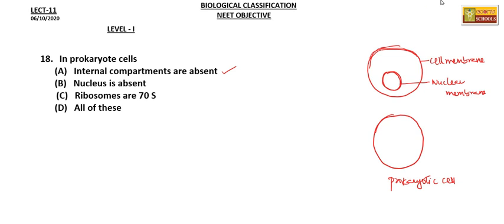Then nucleus is absent. We know prokaryotic cells don't have a nucleus. This is also right. Then ribosomes are of 70S type. Yes. In eukaryotic cells, the ribosomes will be of 80S type, and in prokaryotes it will be 70S type. So all these options are right. So option D is the right answer.